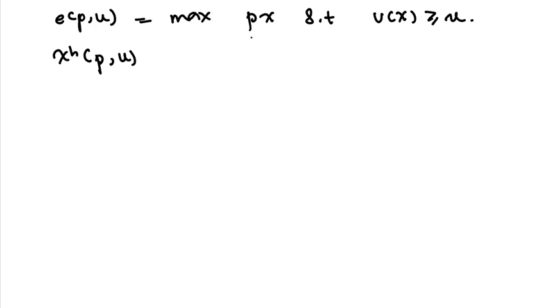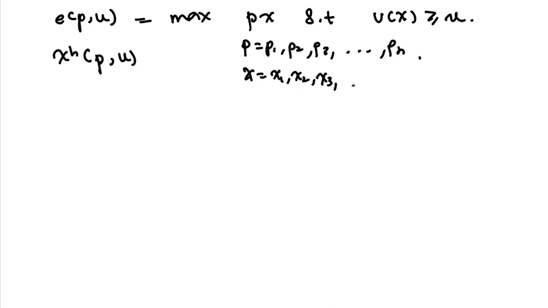Now you look here, P is the vector of prices. So P consists of P1, P2, the price for good 2, the price for good 3, until the price for good n. And X is the vector, or the bundle, consisting of good 1, good 2, good 3, until good n. So remember that. Whenever I write P and X only, it's basically the collection of prices and the collection of goods in a bundle respectively.